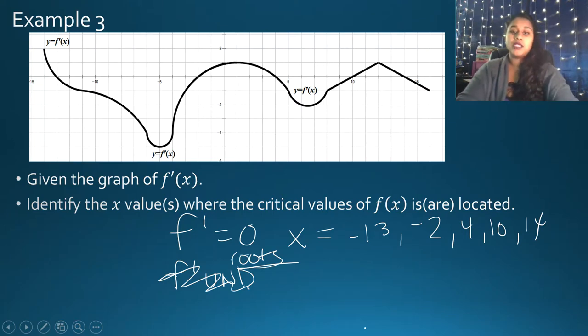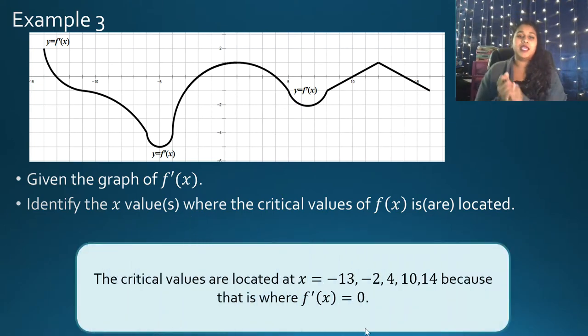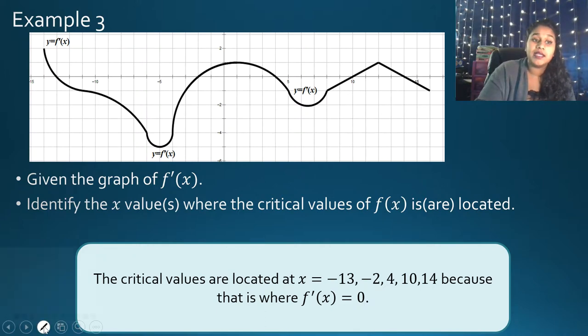And I can check my own work because I put in my answers. And look at that. Negative 13, negative 2, 4, 10, and 14. And again, that's because those were my literal roots right here, right here, right here, right here, and right here.